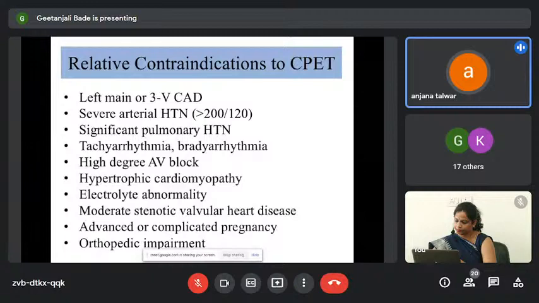So only if it is going to significantly alter the course of management should we do CPET in these patients, like those having significant pulmonary hypertension, tachyarrhythmias or bradyarrhythmias. That also includes any orthopedic condition that could impair the response of the system to exercise. Next, please.